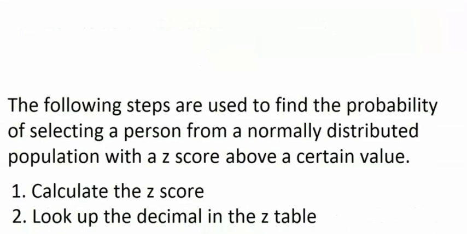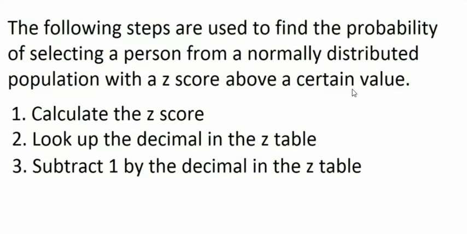Now let's talk about the above problem. If a person or an individual is being randomly selected from a normal distribution, and you want the probability that the individual will be above a certain z-score, you follow these 3 steps. You calculate the z-score, you look up the decimal in the z-table, like we did earlier, and then you go one step further. You subtract the decimal in the z-table from 1. And I think it'll make sense to you why we're doing this 3rd step once we go through our first example.